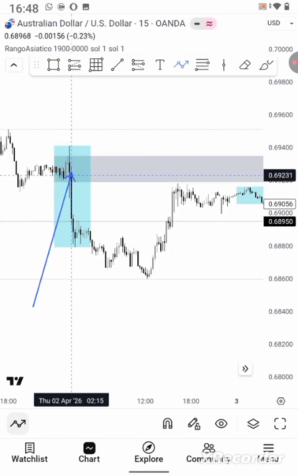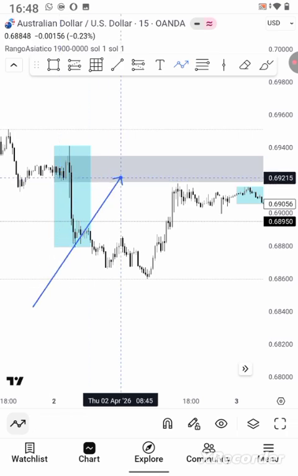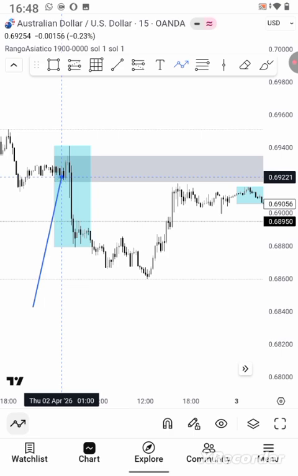So I'm going to delete that one. This one is like point of interest on 1 hour time frame. So on 15 minutes time frame, I'm going to mark that particular candle. I'm going to mark that particular candle now.